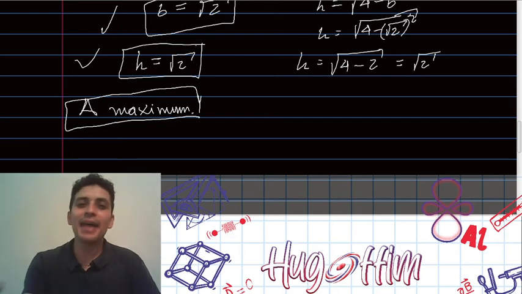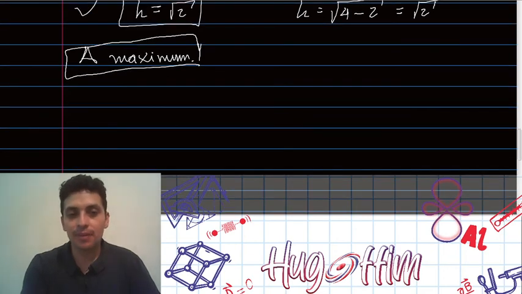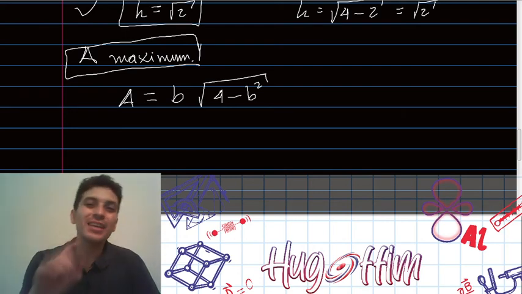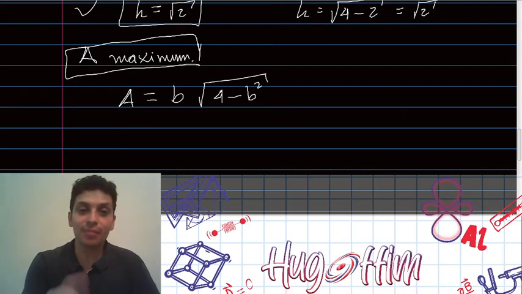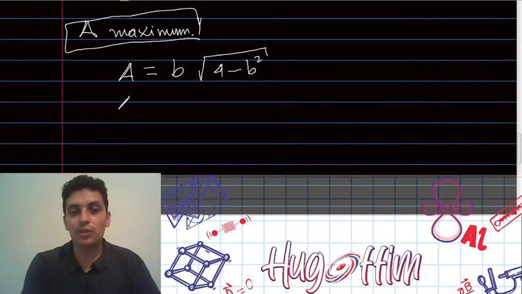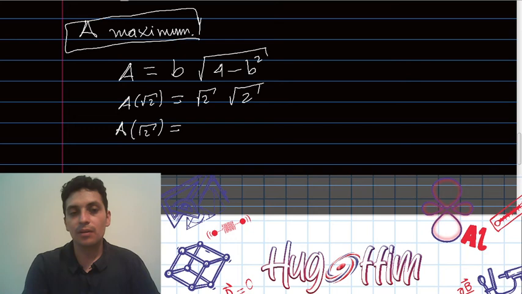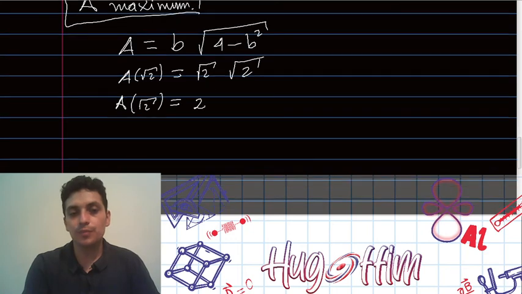Now maybe you may ask, hey, but how do you know that this is the maximum area and it's not something different? You can use the first expression, A equals b root of 4 minus b squared, to test if it's a maximum area. Okay? So what you can do is to set what is the area when b is root of 2. We know that this is root of 2. So the area when it's root of 2 is going to be 2, right?